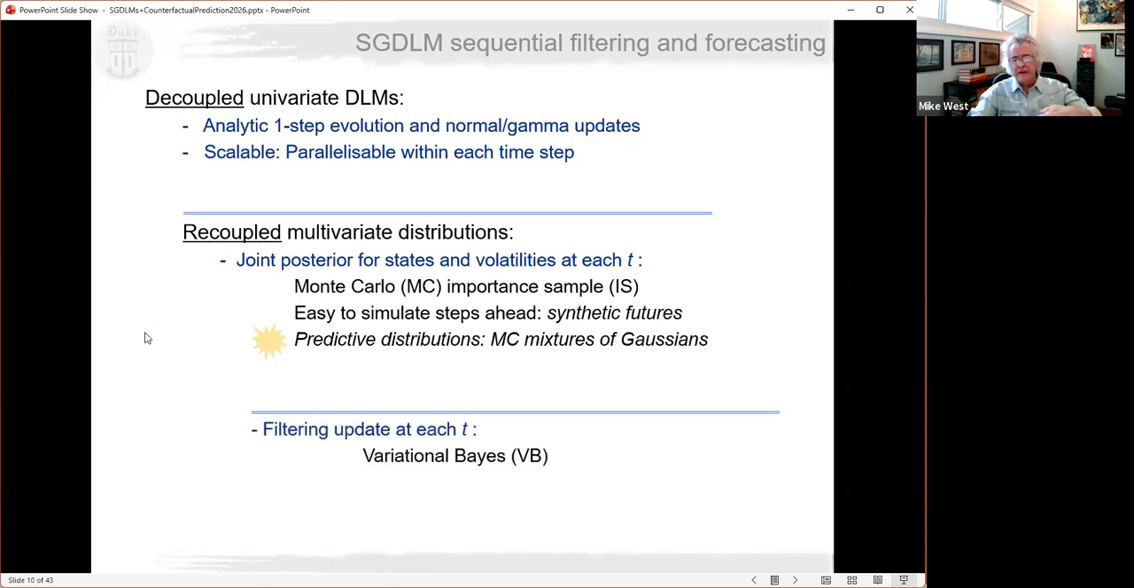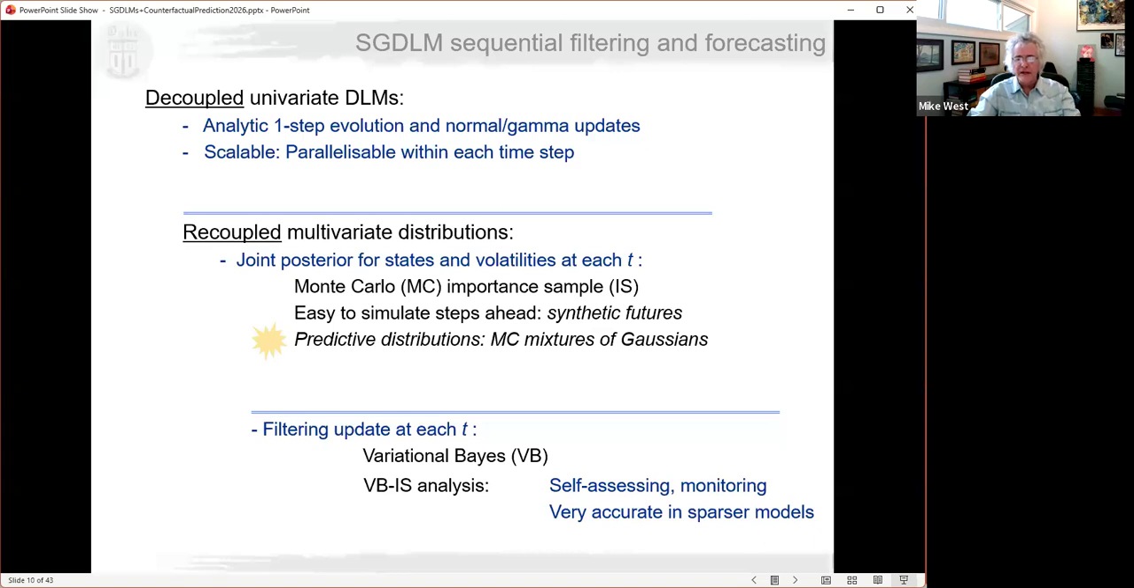At each time t, we condition on the observed data when we see it, do the filtering updates, and we use variational Bayes there to take the Monte Carlo representation back to a conditionally conjugate analysis to continue into the future. There's a lot in our earlier papers on how this is a self-monitoring exercise. And the sparser the model is in terms of gamma, the more accurate this becomes. In the limit, if gamma is diagonal, this is theoretically exact. A lot more to say there.